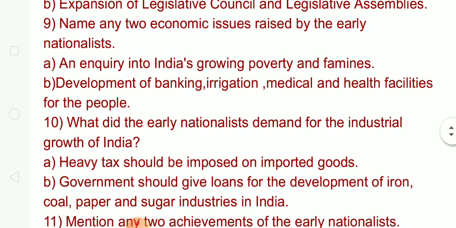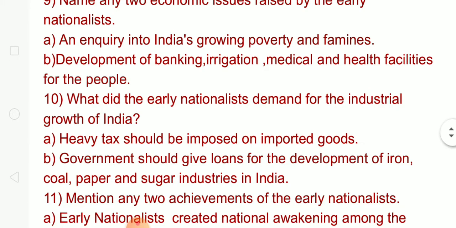10th question. What did the early nationalists demand for the industrial growth in India? First point, heavy tax should be imposed on imported goods. Second, government should give loans for the development of iron, coal, paper and sugar industries in India.